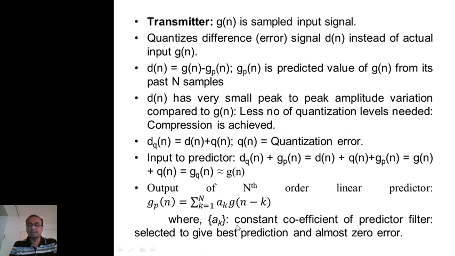So here these coefficients are very crucial because that decides how close your predictor gives the value g_p(n) to g(n). If this value is close to g(n), the difference is almost zero, and the number of levels required is very small. So this will improve the bandwidth. So the predictor is a very crucial circuit.